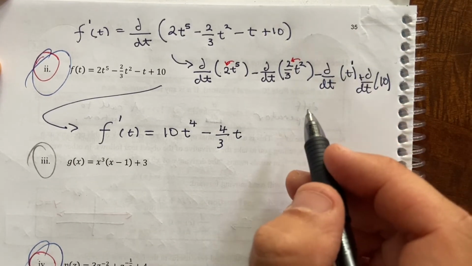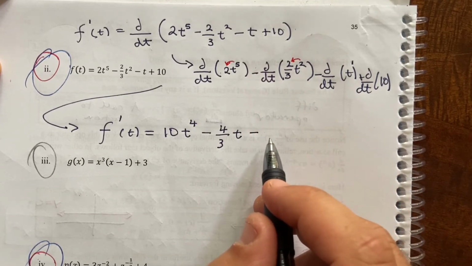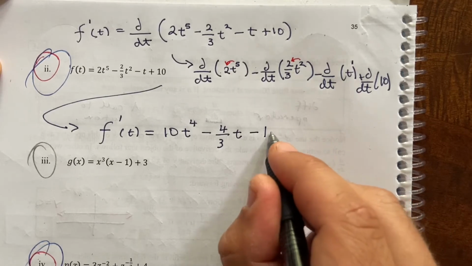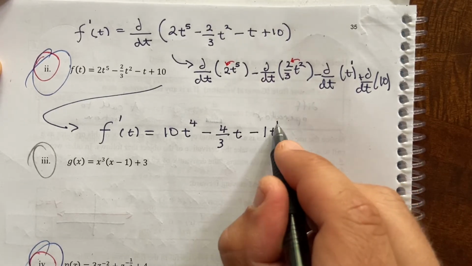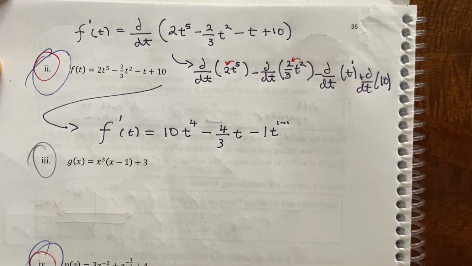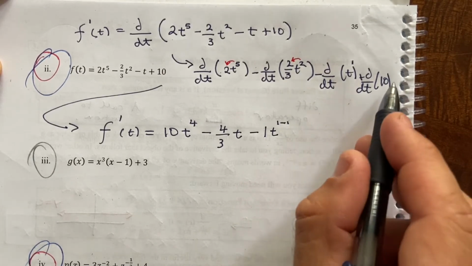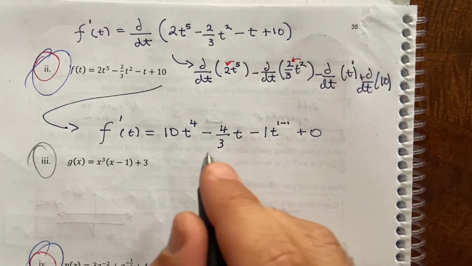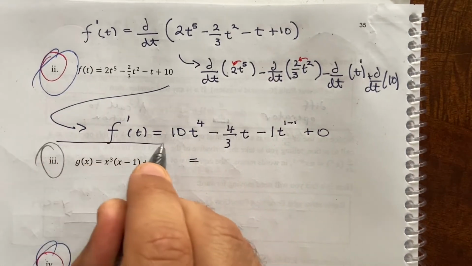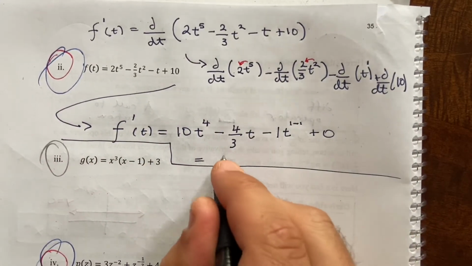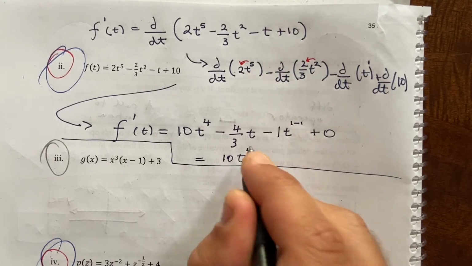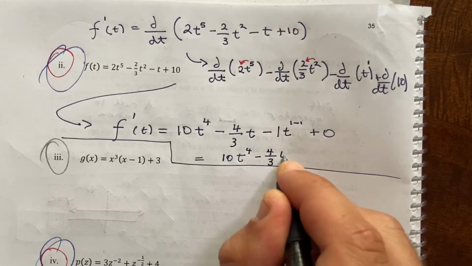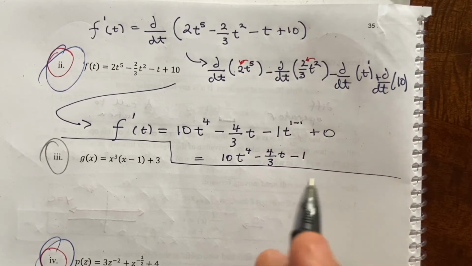So if I multiply down, I would have minus 1. I'll just go ahead and write it. 1, and then times t, and then 1 minus 1. So I'll just show a lot of work there. The derivative of a constant is 0. So finally, I'll go ahead and write it as 10t to the 4th minus 4/3 t minus 1.